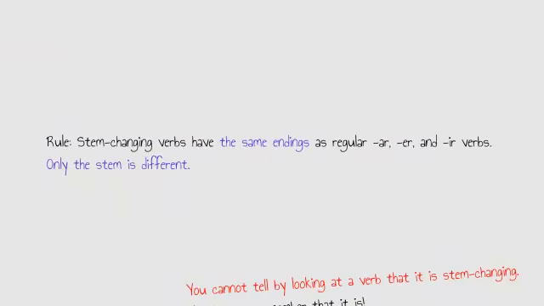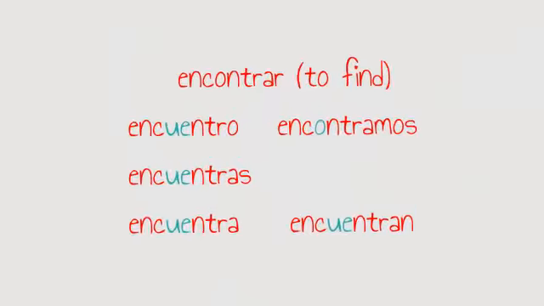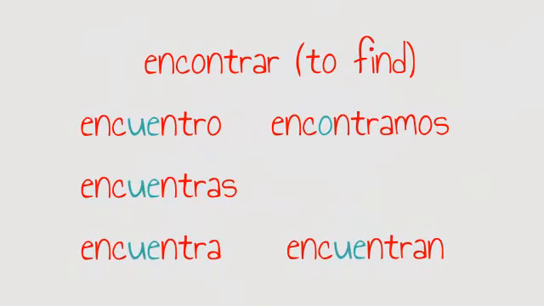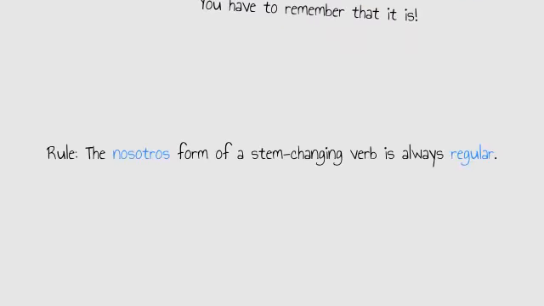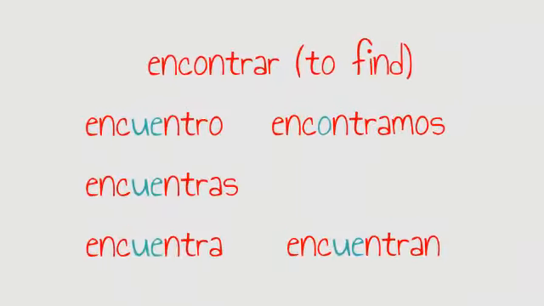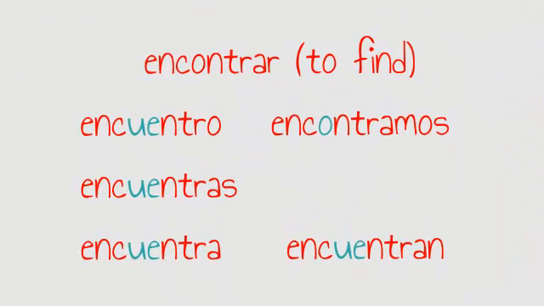Again, stem changing verbs have the same endings as regular AR, ER, and IR verbs, only the stem is different. So again, the stem is what changed, but your endings are still o, as, a, amos, an, because it's an AR verb. Okay? And again, we also see that the nosotros form of that stem changing verb is regular. It doesn't change to UE, it stays in O. The nosotros form of a stem changing verb is always regular. Encuentro, encuentras, encuentra, encontramos, encuentran.